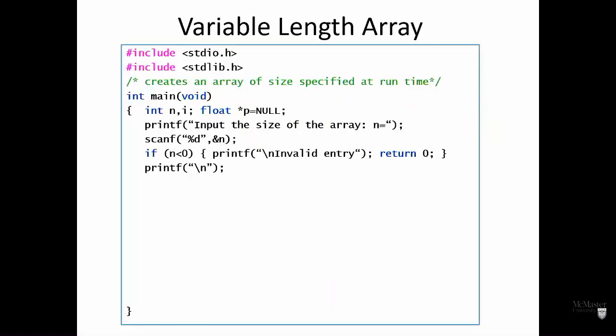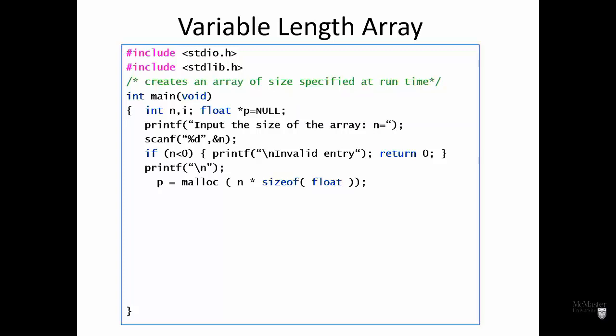Okay, so let's use dynamic memory allocation in defining a variable length array. Assume I have a main function, and then I ask a user to input to me the size of the array. It's the first time we do that.